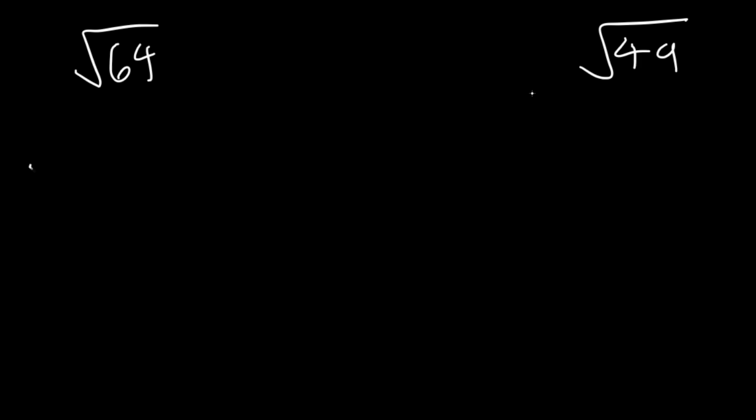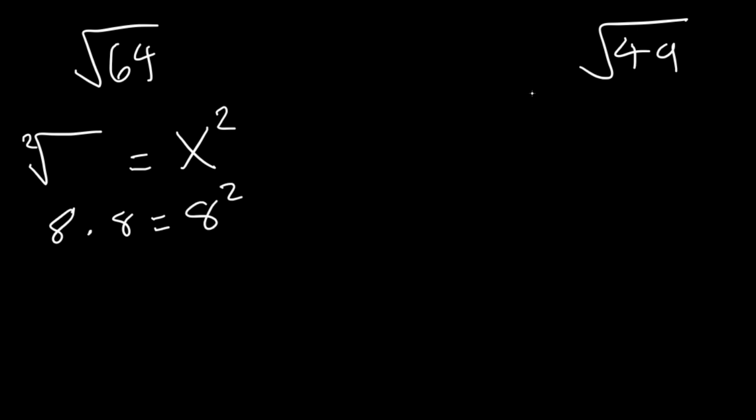So first, this is a root, or a square root, and this is basically just equal to what number is x squared. So I can write a 2 here just to remind myself that I'm trying to find what is x squared. So we know that 64 is just 8 times 8, or it can be written out as 8 squared. The square root of 64 is equal to 8.